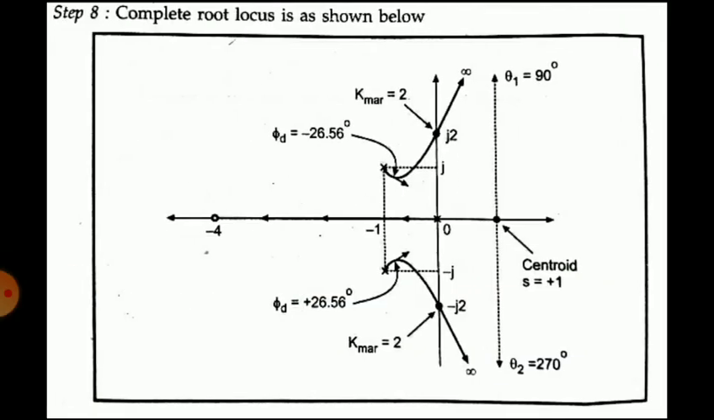Now draw the root locus. The angle of departure phi d is minus 26.56, which is in a downward direction, and for minus 1 minus j, phi d equal to plus 26.56 will be in an upward direction. According to that, draw the root locus curve, and j2 and minus j2 will be the intersection points on the imaginary axis. So according to that, you have to draw that curve.